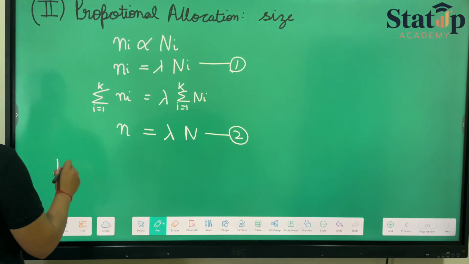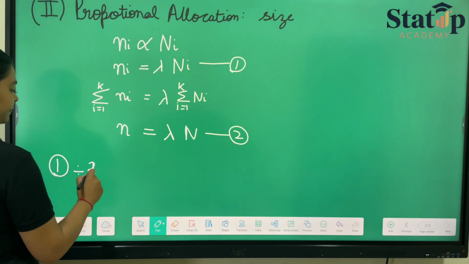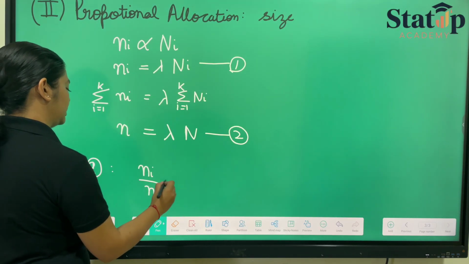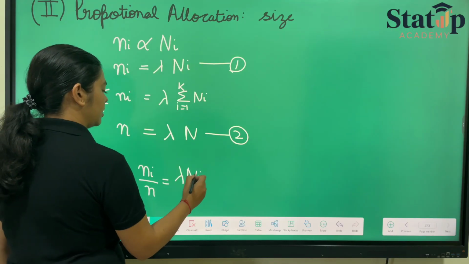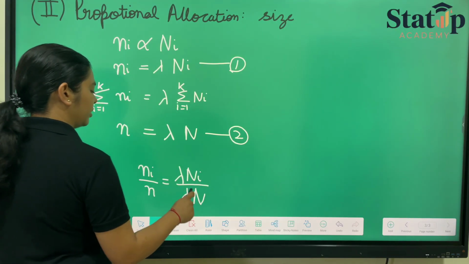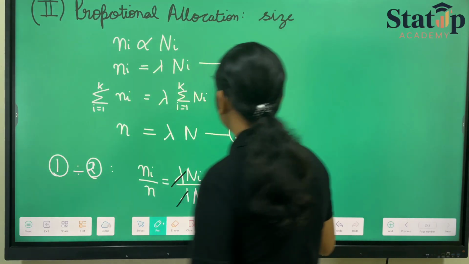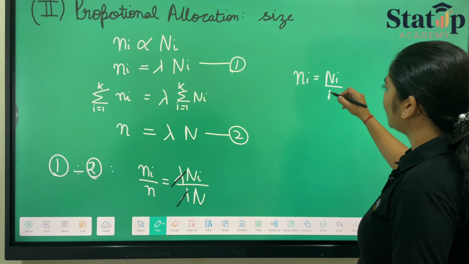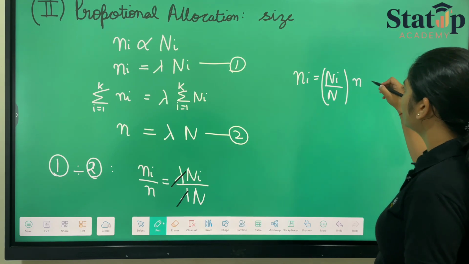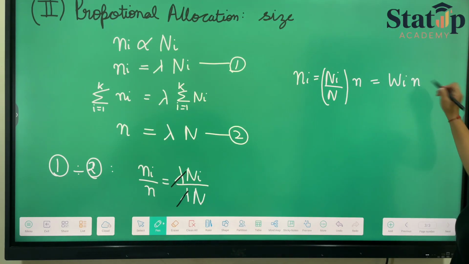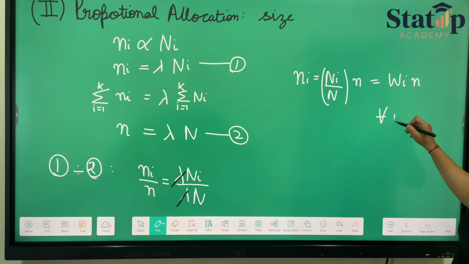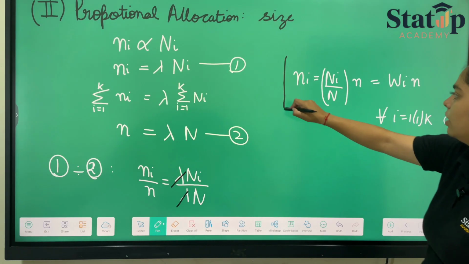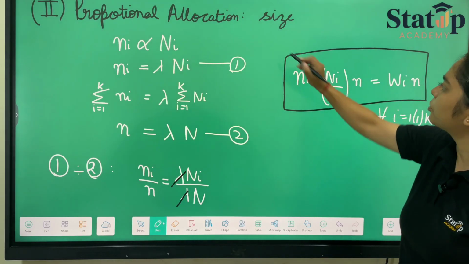So dividing 1 by 2, we will get n_i upon n is equal to lambda N_i upon lambda N. Your lambda gets cancelled and we are left with n_i is equal to capital N_i upon capital N into small n, which is nothing but W_i into small n, for all i goes from 1 to k. So this is the formula for the sample in proportional allocation.